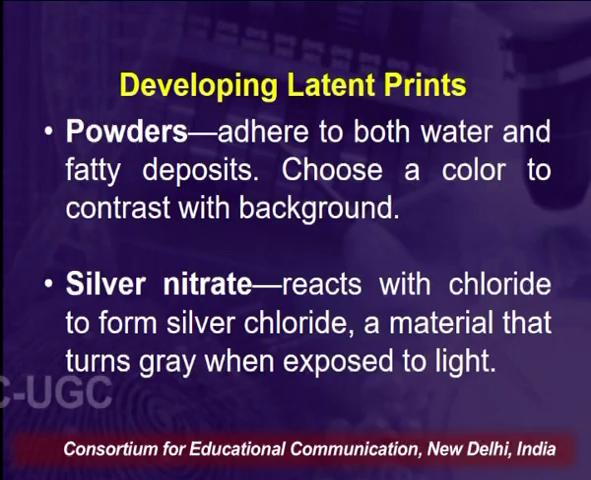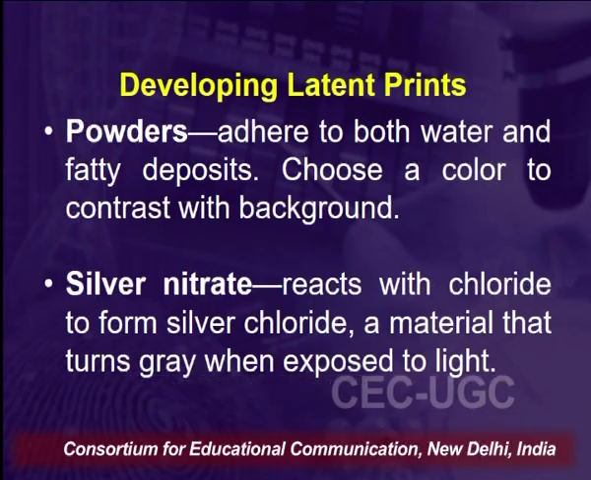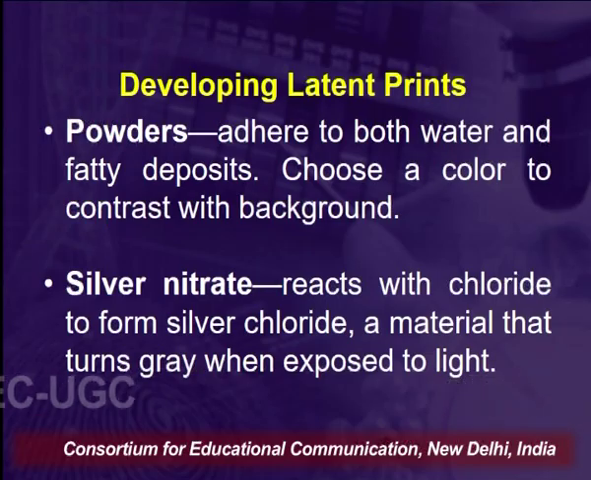Then we have certain chemical methods. Silver nitrate reacts with the chloride to form silver chloride, a material that turns grey when exposed to light. Apart from the silver nitrate method, we have ninhydrin and cyanoacrylate. Ninhydrin reacts with the amino acids to produce a purple color. When we were talking about the eccrine gland, which secretes amino acids, the ninhydrin method is the one which reacts with the amino acids to produce a purple color.